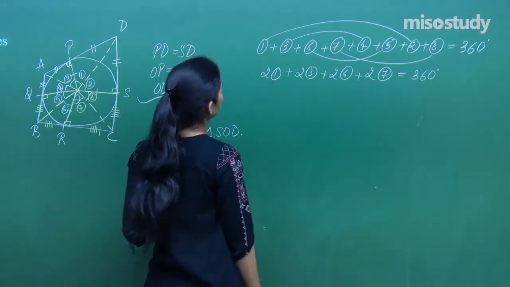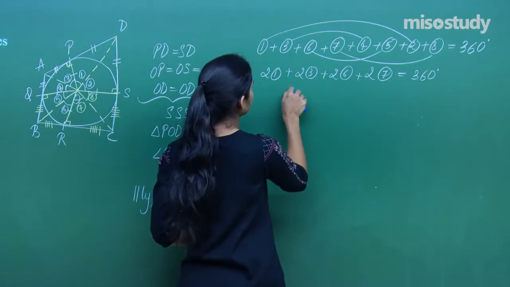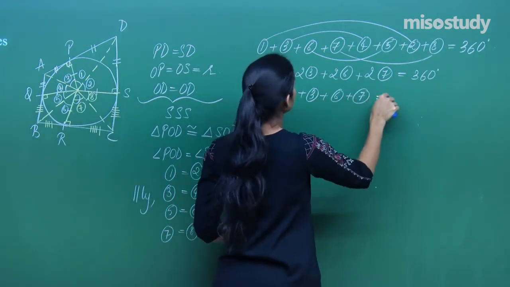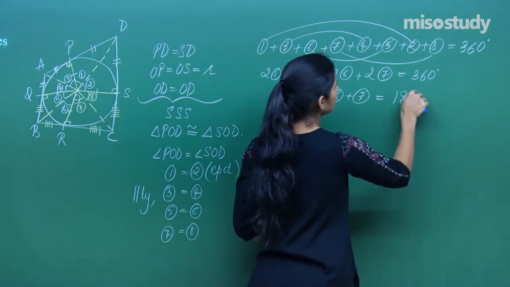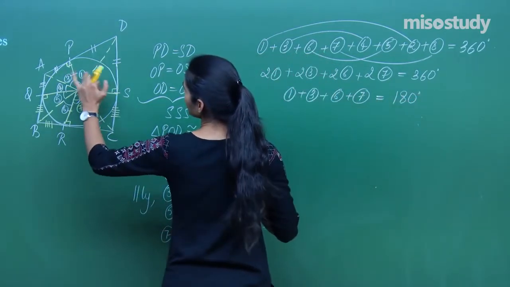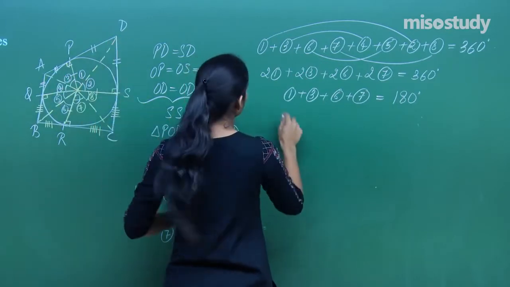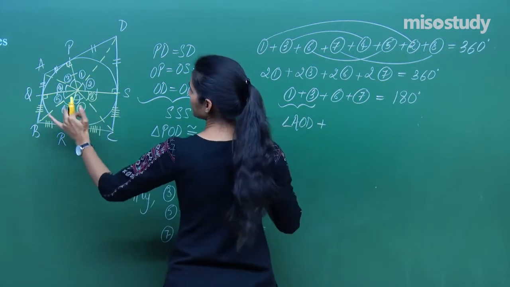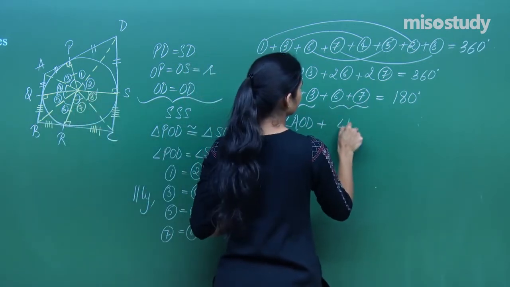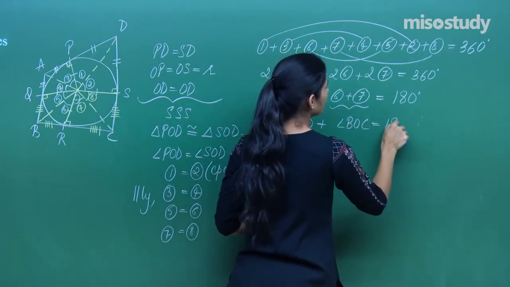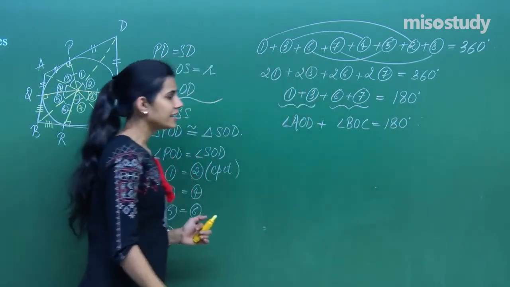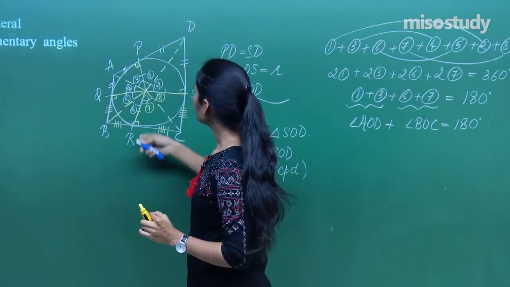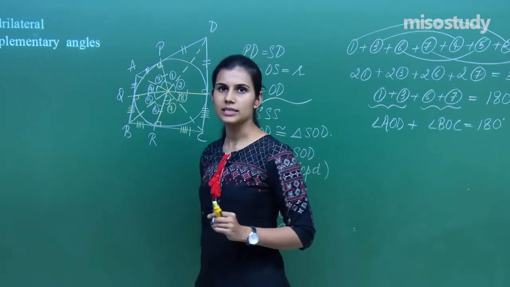Fine. So you have 1 plus 3 plus 6 plus 7 is 360 upon 2, which is 180. 1 plus 3 is angle AOD, and 6 plus 7 is angle BOC. You have proved that angle AOD plus angle BOC is 180. That means you have shown that the angles subtended by the opposite sides at the center are supplementary.